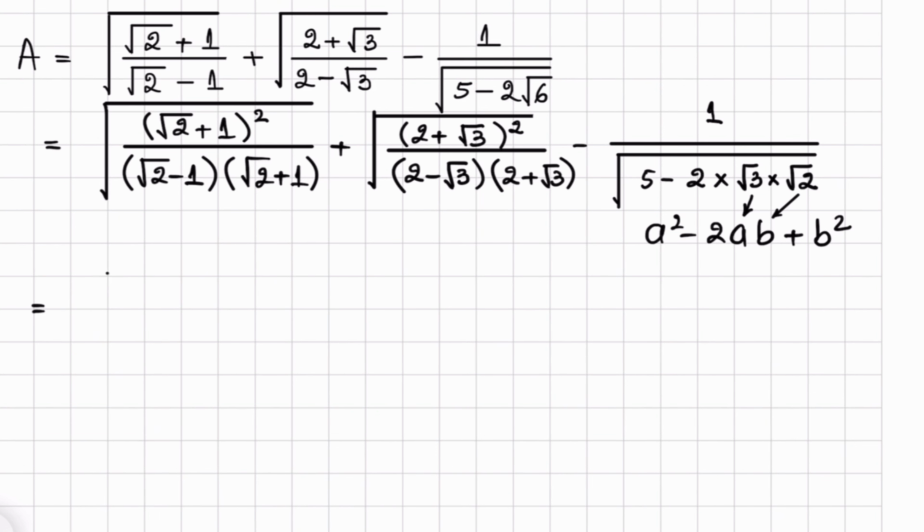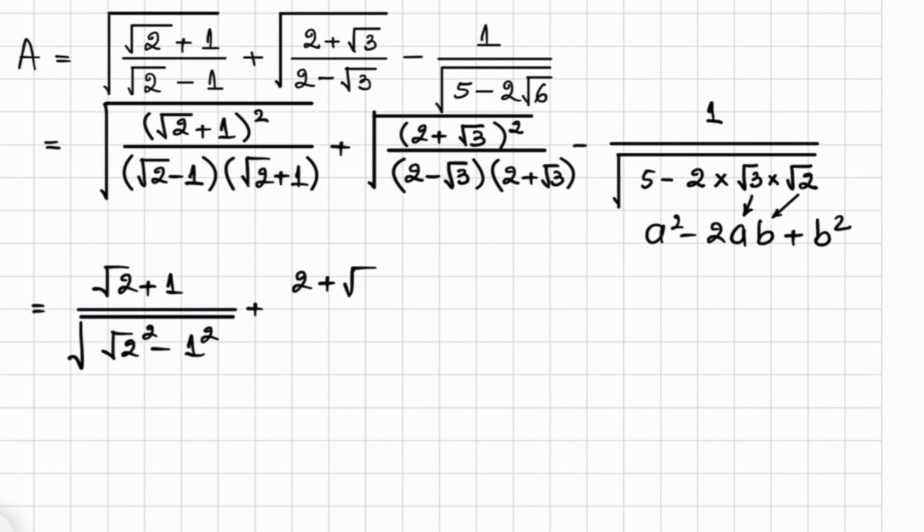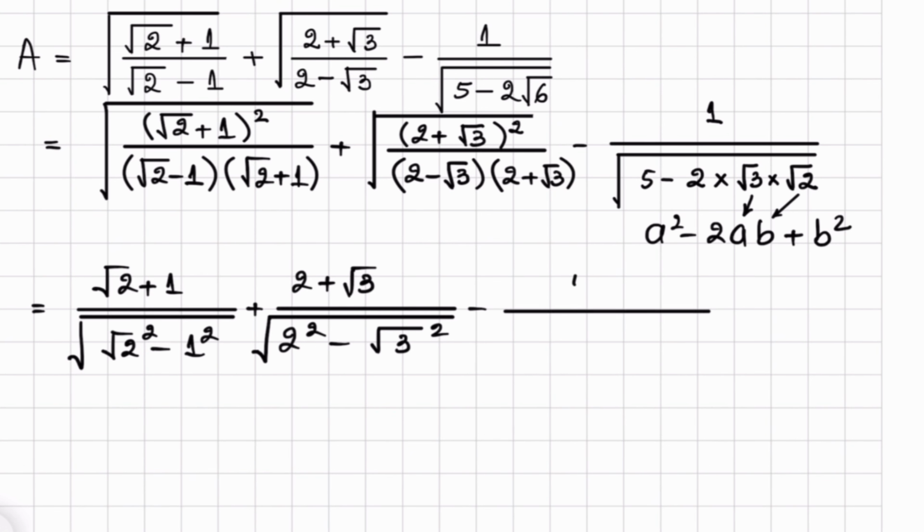so we will get square root of 2 plus 1. Okay, and then over here, which is square root of 2 square minus 1 square, plus 2 plus square root of 3 over 2 square minus square root of 3 raised to square, and then minus 1 over. So we can write 5 as square root of 3 square minus 2 square root of 3 times square root of 2 plus square root of 2 raised to square.